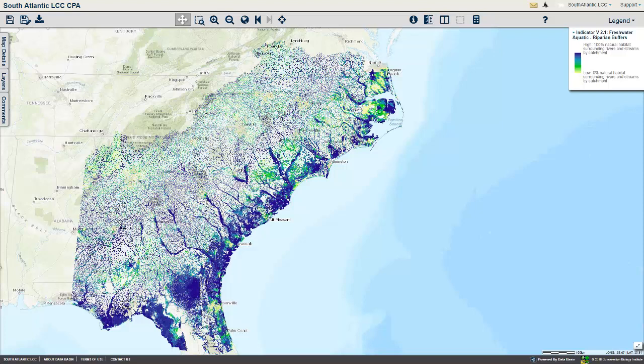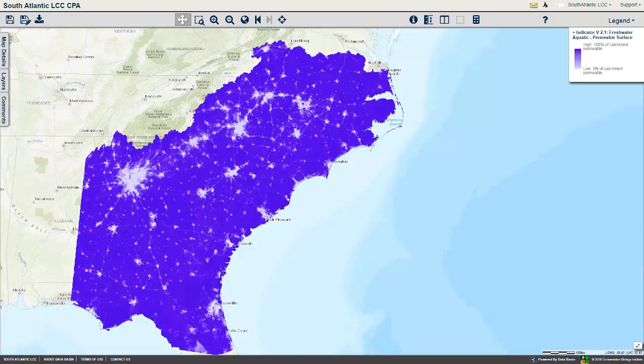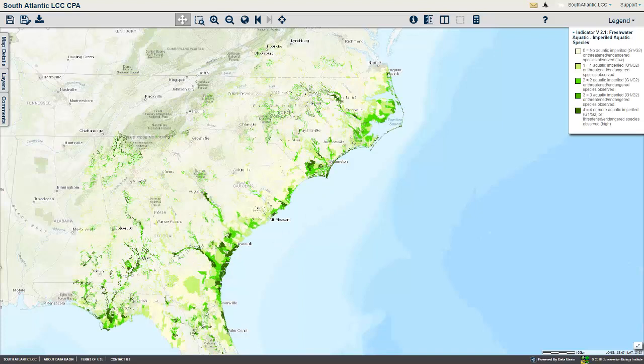We're looking at the full extent of this indicator here across the whole region, but in the upland hardwood calculation, we're only considering where it falls within the upland hardwood ecosystem boundary. Permeable surface measures the percent of non-impervious land cover by catchment. Imperiled aquatic species measures the number of aquatic species in each watershed that are ranked as G1 or G2 or are federally listed as threatened or endangered.